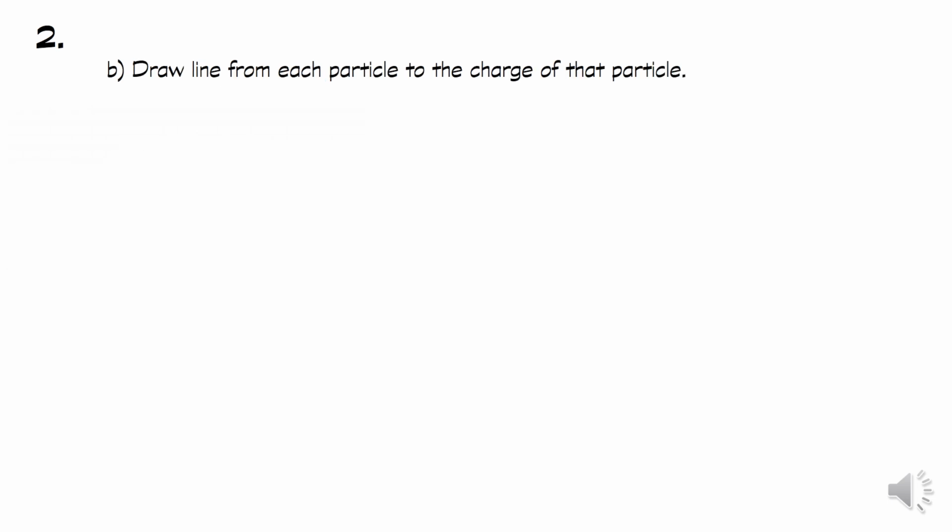There's also part B to this question, and it says draw a line from each particle to the charge of that particle. So here are the particles, proton, neutron and electrons, and here are the charges. The proton has a positive charge and the neutron has a 0 charge. It doesn't have a charge, that's why our nucleus is positive, and the electrons around the nucleus in the shells are negative.